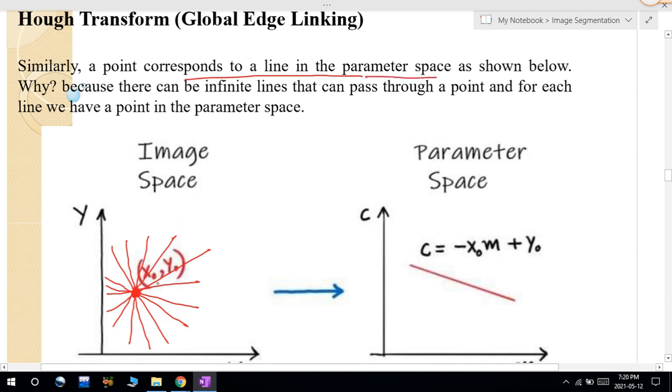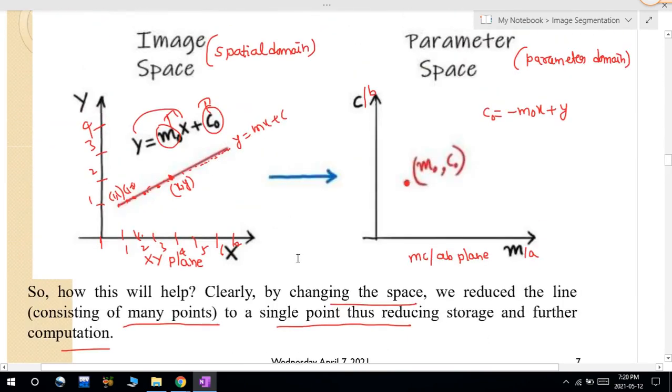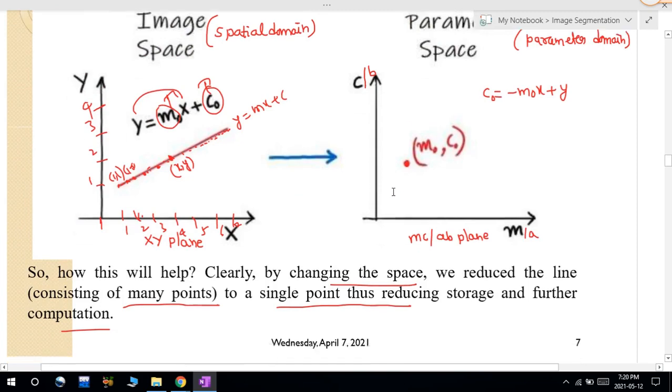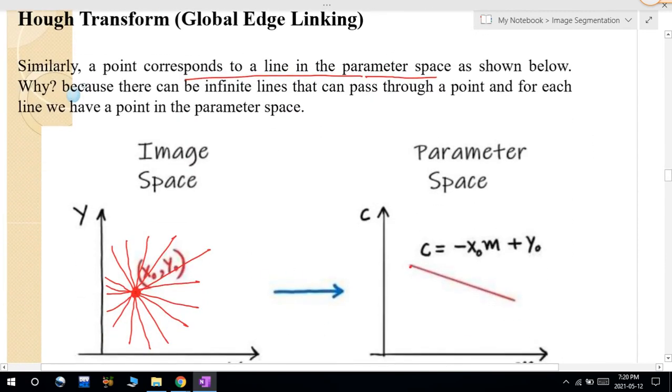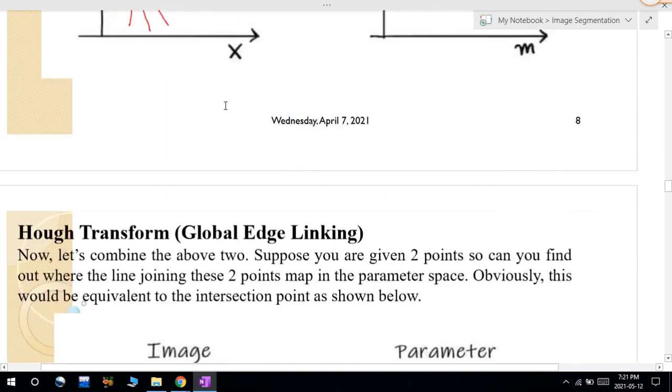For this line I will get one point, because in the previous topic we have seen that for a line in the image space I can have a point in the parameter space. This can be in reverse also, the same thing. For a point in the image space, we can have infinite lines that can flow from this point, so that for this line I have one point, and for this line I have another point. So like this I can get one line in the parameter space. Because there can be infinite lines that pass through the point, and for each line we have a point in the parameter space.